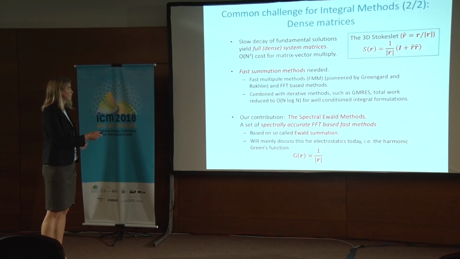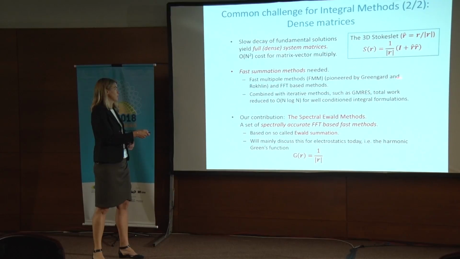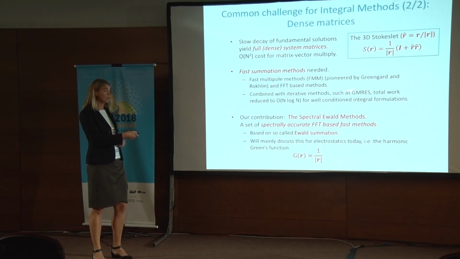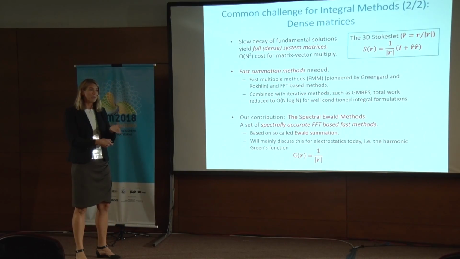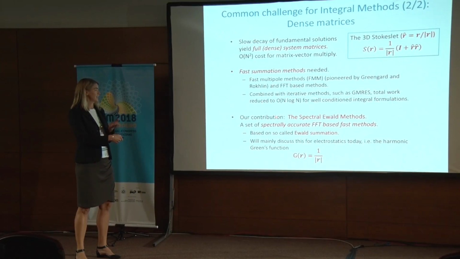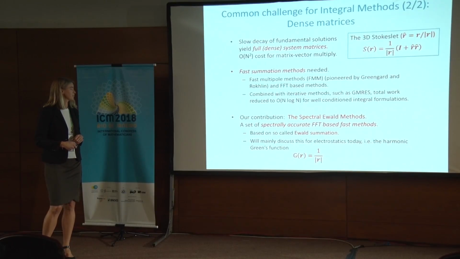And of course there are solutions for it. The most popular solution is to do fast multipole methods. Well, that's the most common, pioneered by Greengard and Rokhlin. But you can also use FFT-based methods. And as I mentioned before, if you do work with well-conditioned integral equations, the total work is really given by how fast you can do your matrix vector multiplies. So it's going to be almost linear in the number of unknowns.